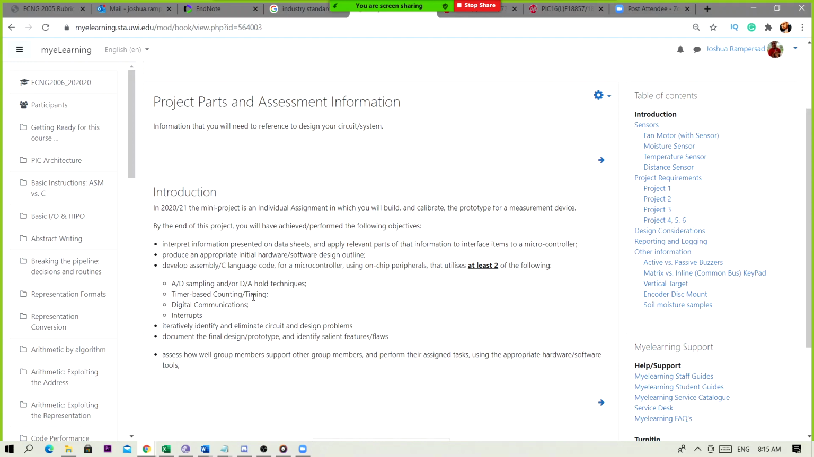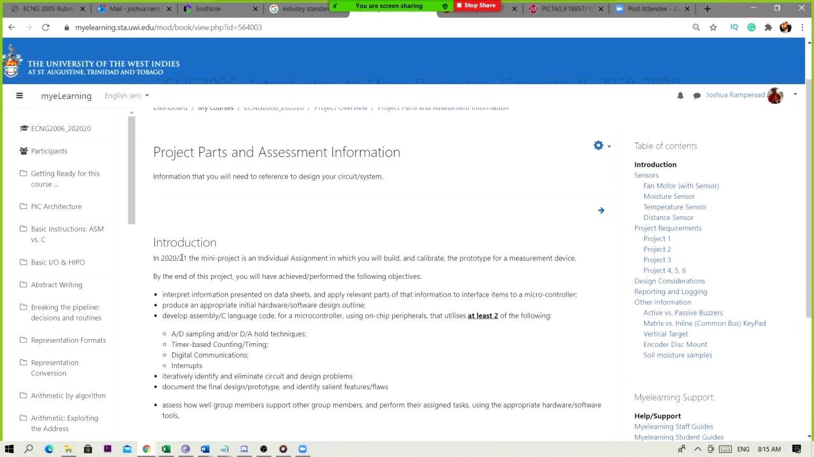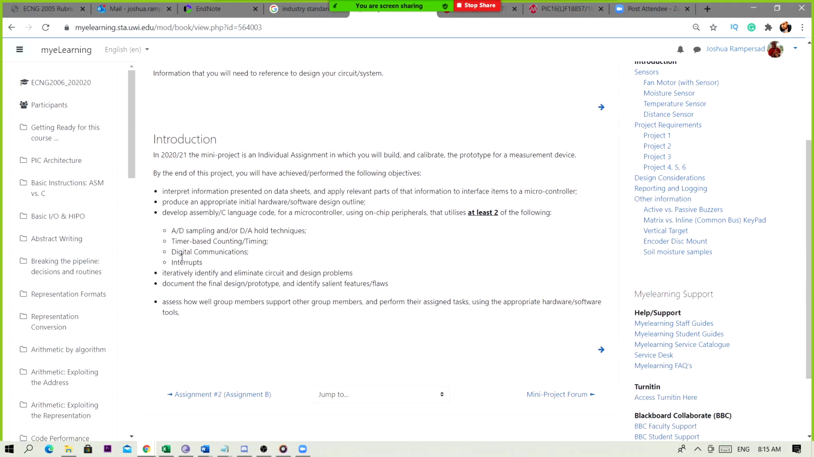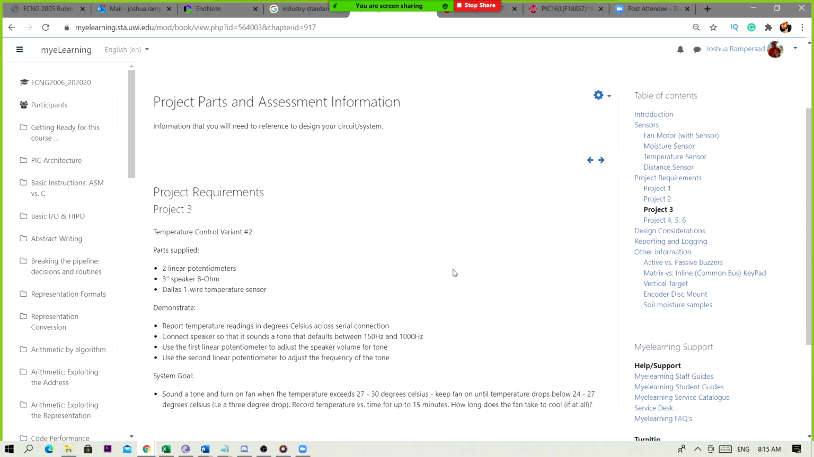Okay, good. On your right-hand side, you should see something about project 1, project 2, project 3, 4, 5, or 6. So which one are you? Project 3. Click project 3. You are supposed to have 2 linear potentiometers. So go in your bag and see if you have 2 linear potentiometers. We'll wait for you. Go and get your bag of parts and look.